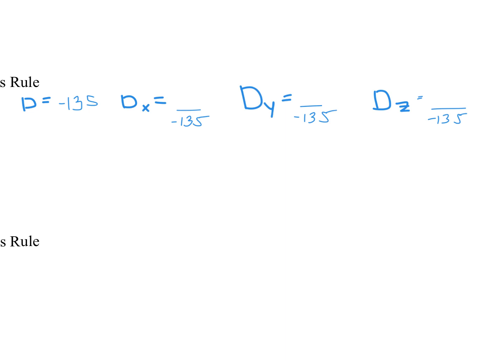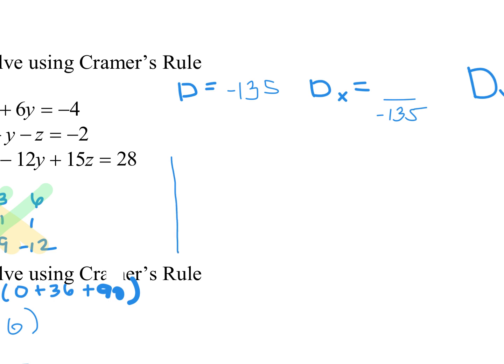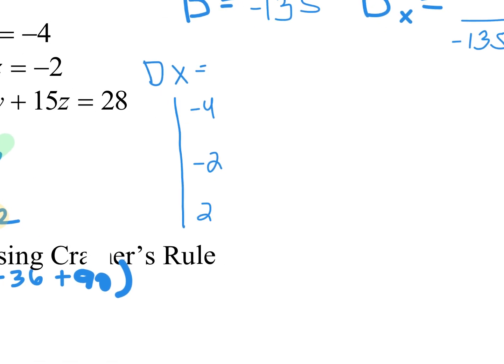All right, so now I'll do D sub x, and then I'm not going to do the rest of them because it's just redundant. But how do I do D sub x? Do I write down my x's? I put the answers in the x column because that's what I'm trying to find. So I'm going to write negative 4, negative 2, and 28, correct?